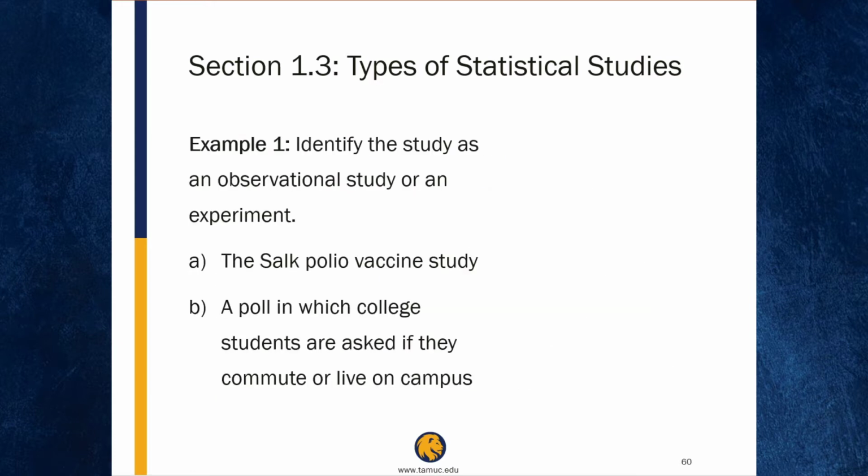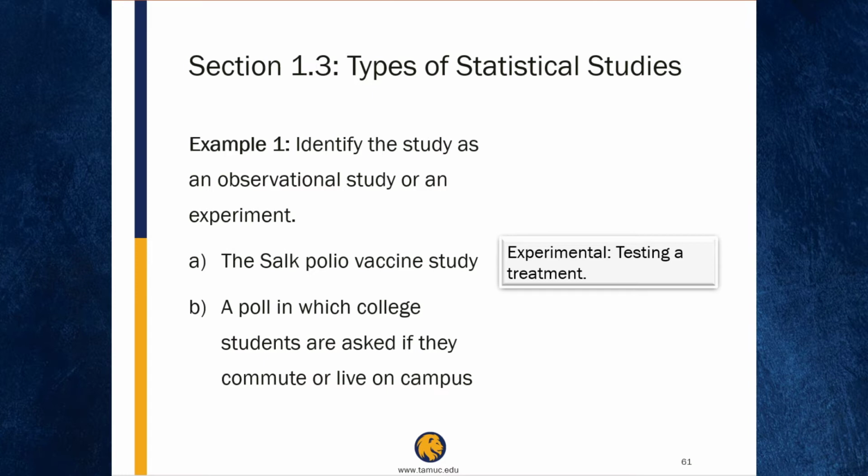So, what kind of study was that? Was it observational or experimental? Of these two situations here, we're going to identify an observational versus experimental study. The Salk polio vaccine study had a treatment, so it's what we call an experimental study. They were testing a treatment, in this case the vaccine.